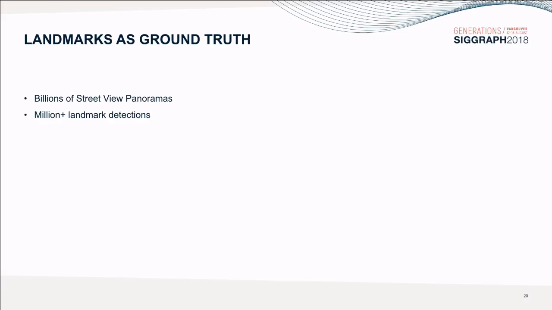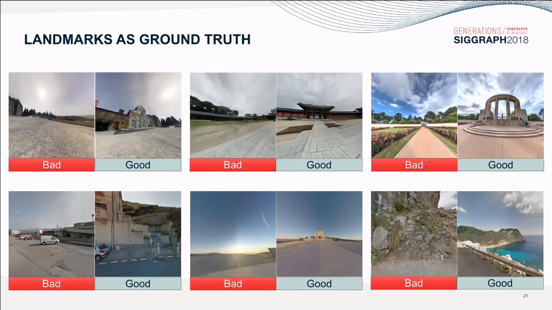We took our billions of Street View panoramas, and we ran this landmark detection on them, and we ended up with millions of landmark detections within these Street View panoramas. And judging from these kind of classification problems, this should be enough to train a good model. And this is what our training data looks like. This is just a sample of 6 pairs. We have the landmark detections on the right, and then we randomly point the view away from the landmark for the bad example.